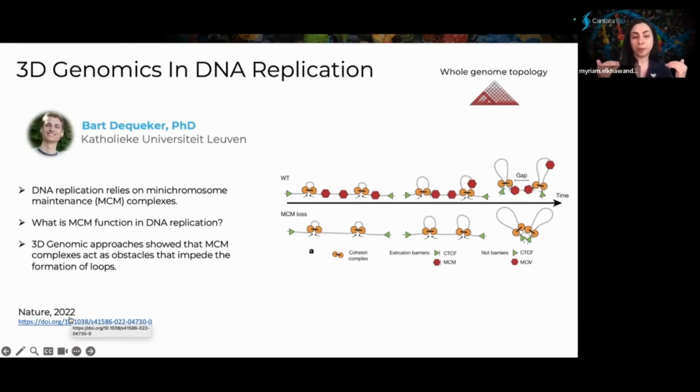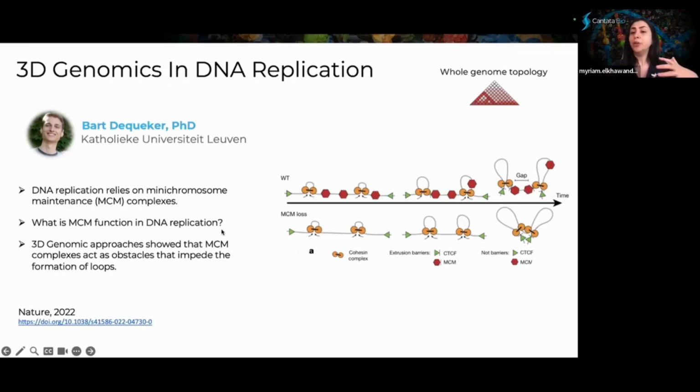Then it will go into what specific question they're trying to address and how 3D genomics helped them address that question. And we're going to differentiate between whether they used the whole genome topology or a more targeted topology, whether it's a protein-centric or sequence-centric targeted approach. So starting with Bart Decker, he set out to understand what is the function of the mini chromosome maintenance complexes in DNA replication, which is a very important process for the cell.